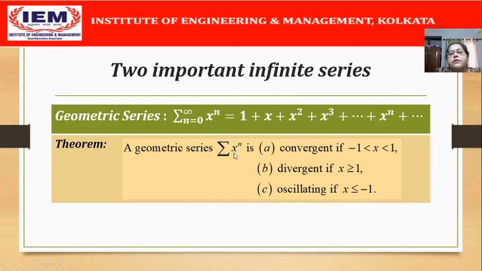The geometric series summation x^n is convergent if x lies between -1 and +1, divergent if x is greater than or equal to 1, and oscillating if x is less than or equal to -1. So if we think of the number line and the open interval -1 to 1, within this interval the series is convergent. If we go to the right, so x is greater than or equal to 1, it is divergent. And if we go to the left of this interval, the series is oscillatory. So this is a very, very important result to be remembered.